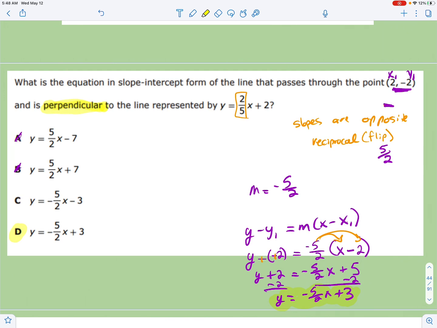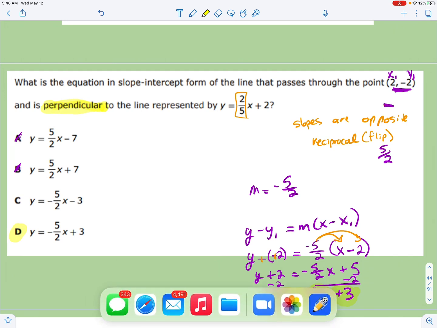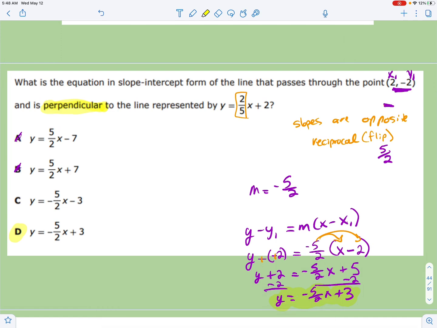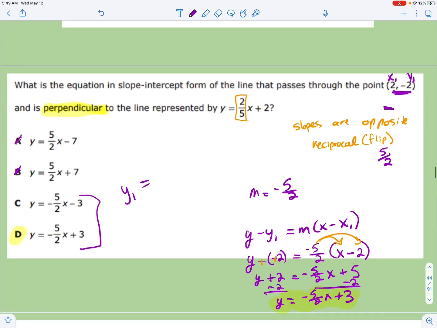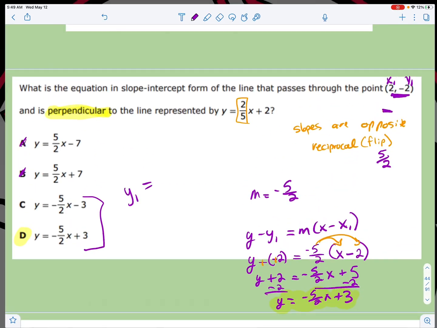Another thing we could do, because I know you guys don't like to necessarily do all this legwork, we could take each of these 2 remaining equations, plug them into y1, and see which one has the point (2, -2). That's another way. Let me show you how to do that real quick.